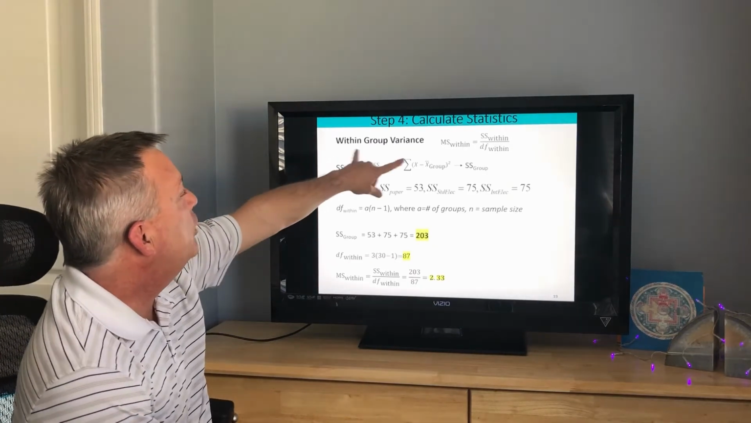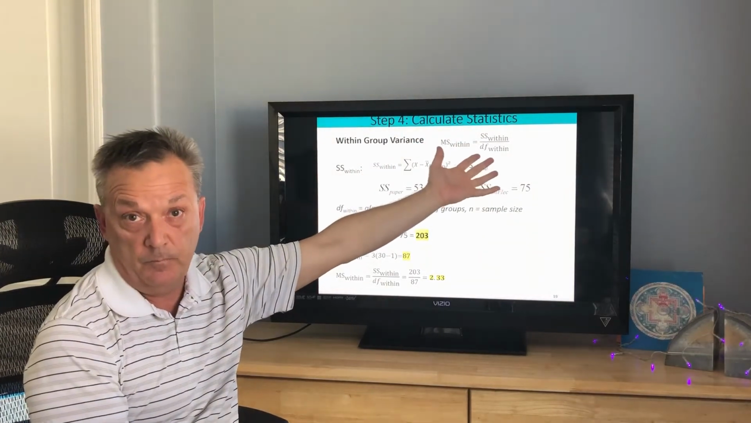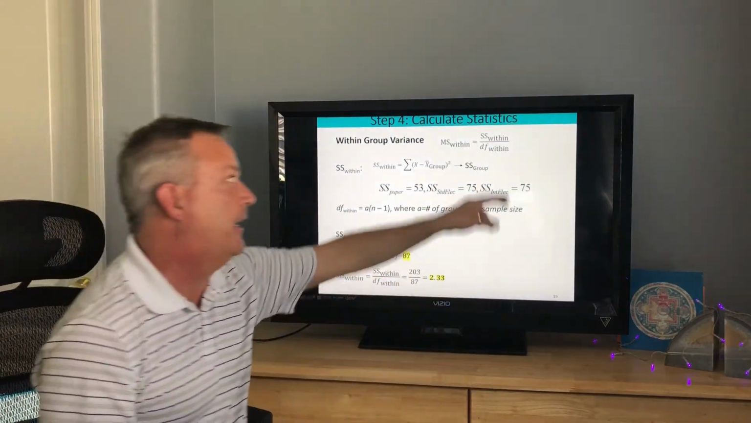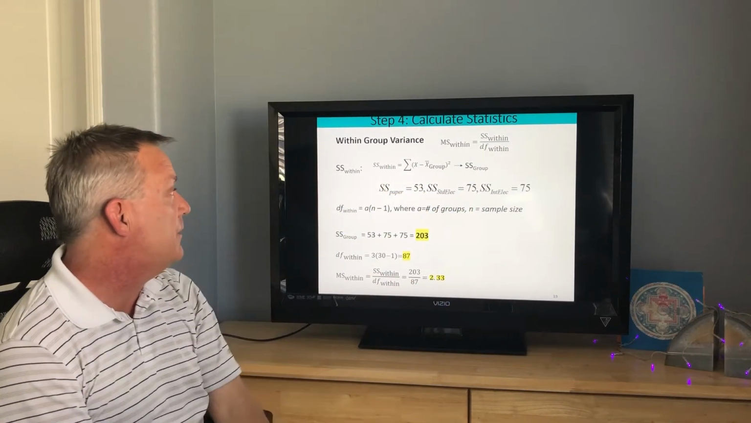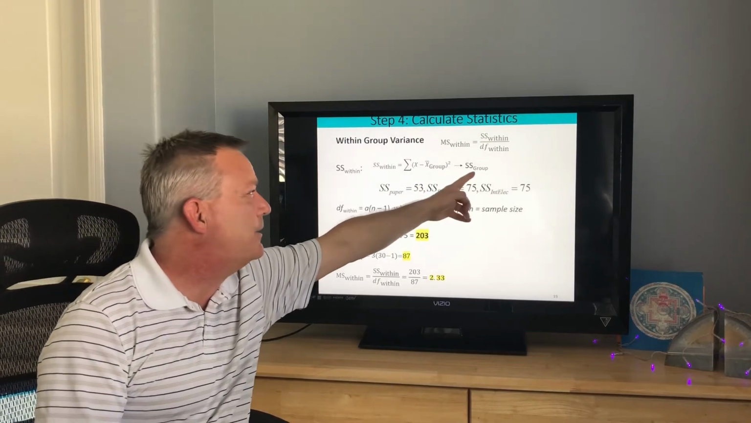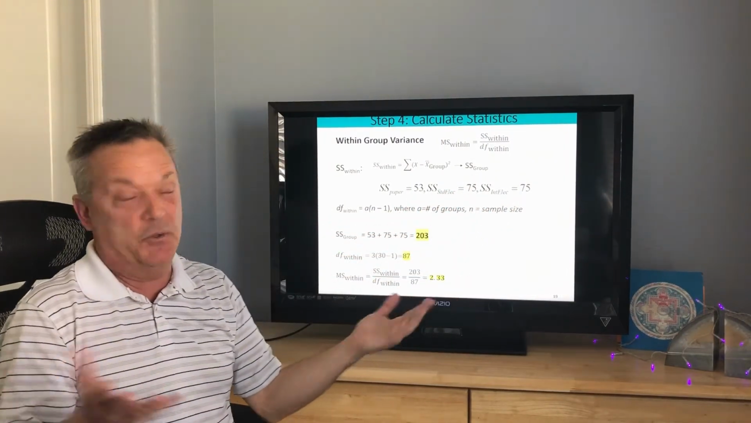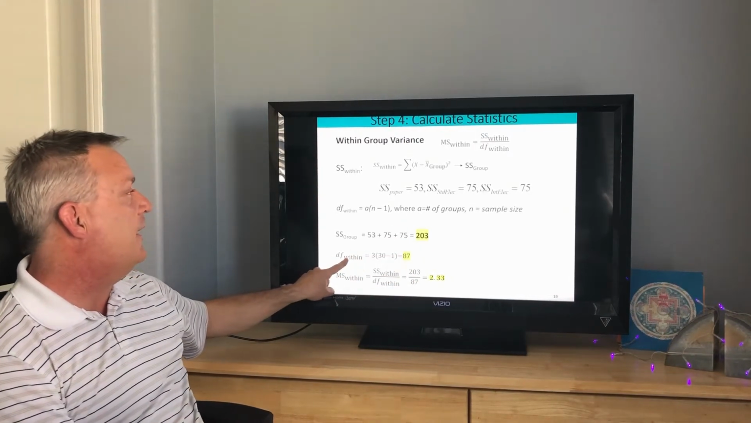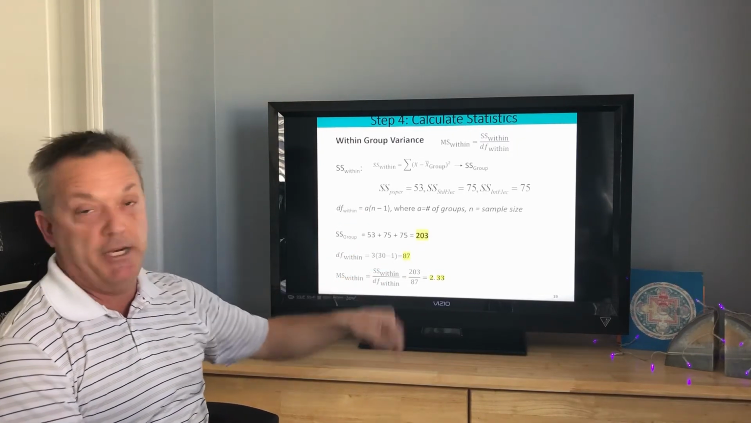And here we go. Within group variance, also called the mean square within. That's the sum of squares within over the degrees of freedom within. You need to be able to plug in values and find those two things, and then we'll find our value for our within group variance. Sum of squares within, this is the equation for that, and it's basically the sum of squares of the group. So you just add these three, since we were already given those, together, right here, and you get 203. Degrees of freedom within is the number of groups times the sample size minus 1.